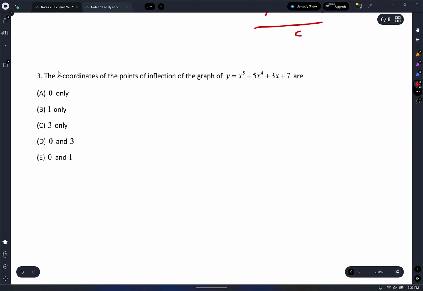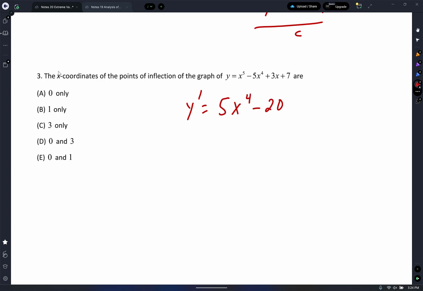The x-coordinates of the points of inflection for the graph of this are. So here we go. I'm going to find the derivative. I'm going to take the derivative how many times? Twice. And then I'm going to set it equal to 0 because this is a polynomial function. So the only way that I'm going to have a sign change is if I cross the x-axis, the 0 value. So here we go. Y prime equals the derivative of x to the 5th, which is minus, what's the derivative of 5x to the 4th? Plus 3. Am I done? Take another derivative. What's the derivative of that?